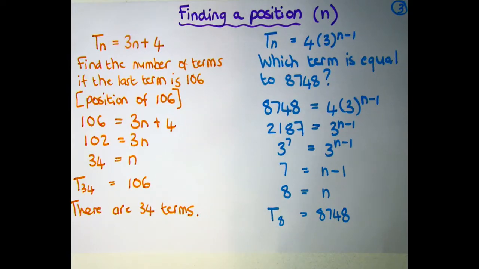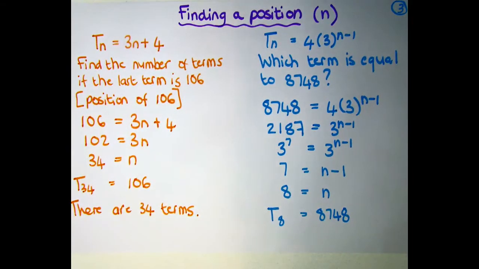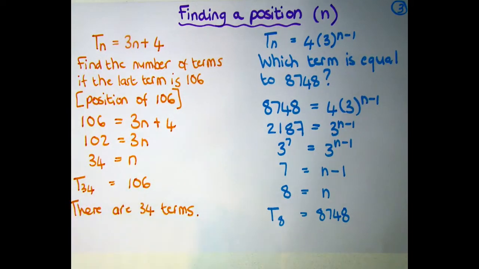The question can be asked quite strangely, like here, find the number of terms if the last term is given, and they give it to you. But at the end of the day, you're doing the same thing. They're giving you the value, and you're finding the position. So we must remember at the end that that's what we're doing, that we are given the value, and we're finding the position.